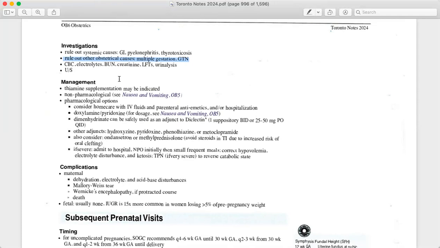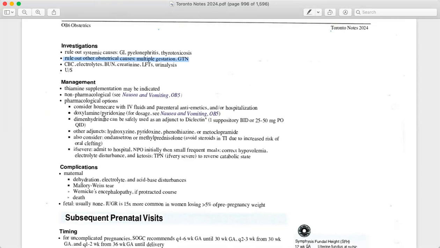Starting with the pharmacological, the patient might need hospitalization because she might have dehydration, so you are going to start with IV fluids and antiemetics, and then doxylamine-pyridoxine, dimenhydrinate, and hydroxyzine-pyridoxine. So these are the things; metoclopramide, you can give ondansetron.